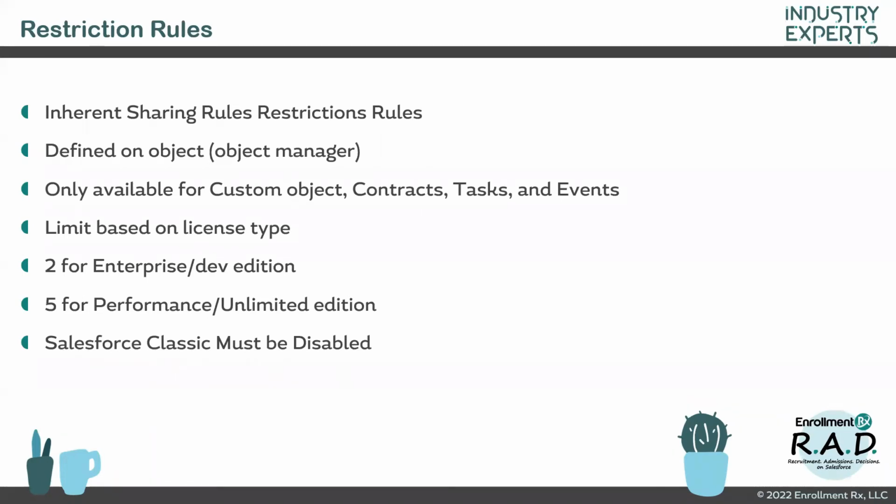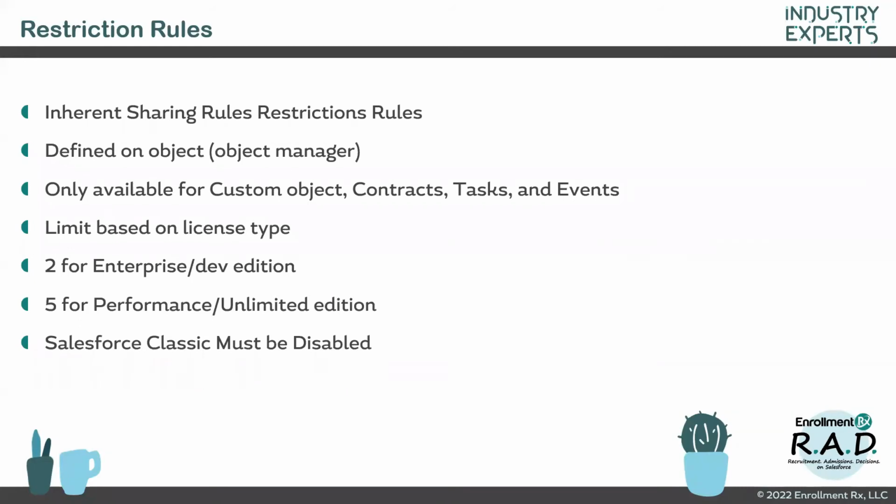And this is something that came out, I believe, two releases ago by Salesforce. There are some things to be aware of with restriction rules. Definitely something I would test in a sandbox or just explore, and we'll link some resources in our slide deck as well. Essentially, it's defined on an object in Object Manager, so a specific object, and it's only available for custom objects, contracts, tasks, and events. So this would not be available, for example, for a contact or an account.